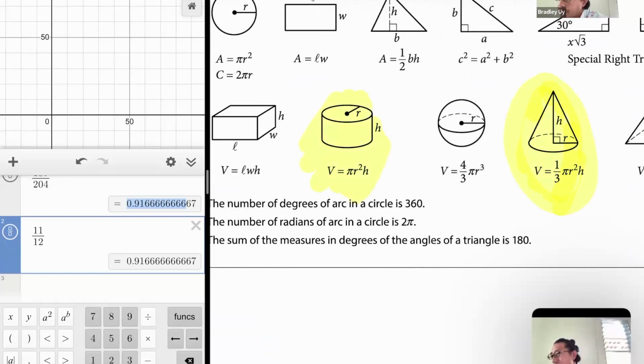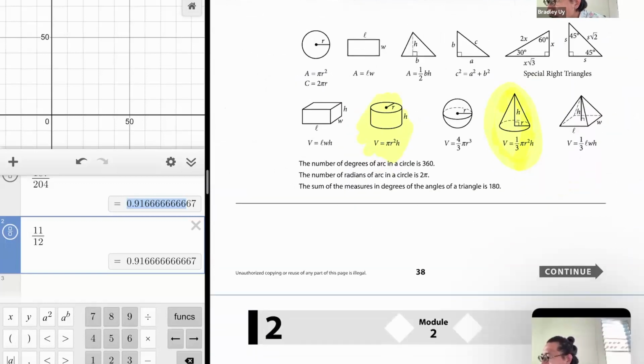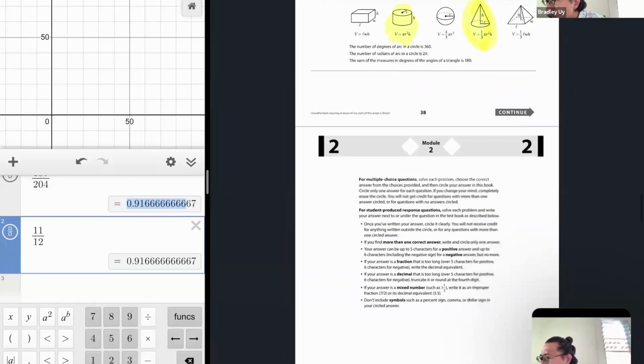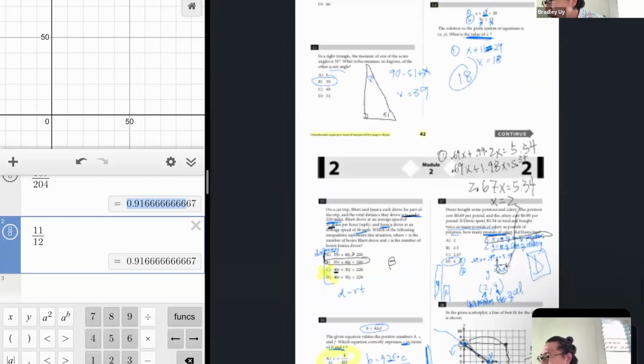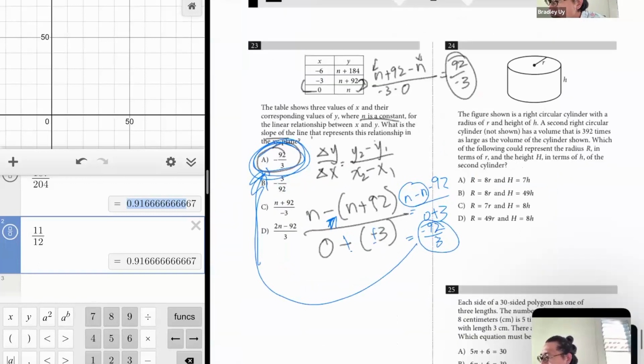Okay. So the volume of a right circular cylinder is pi r squared h, and the volume of a cone is 1/3 pi r squared h. There's a cool water experiment you can look up on YouTube comparing the volume of a cone to the volume of a right circular cylinder that the cone fits in. But those are the two relevant formulas that you will see.